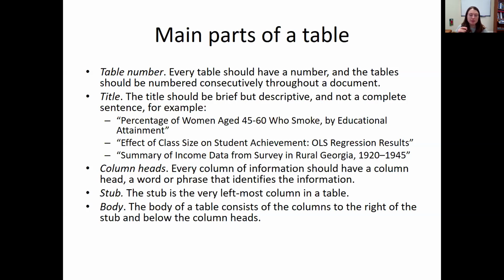Then the very leftmost column in a table is called the stub. So those say what's contained in each row. Okay, so when you look at the stub and the column heads, then you know what's in each cell of the table. The body is all of the rest of the table. So it's all the columns to the right of the stub and below the column heads. Usually it's going to be numbers. It's going to have the data that you're displaying in your table.